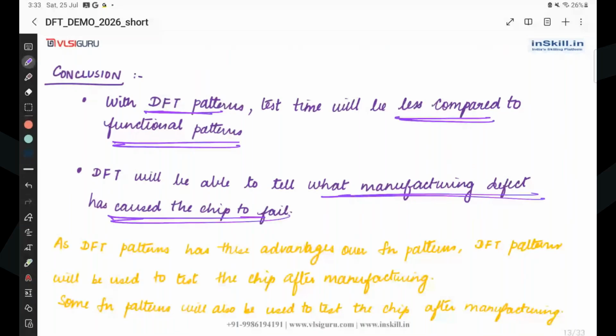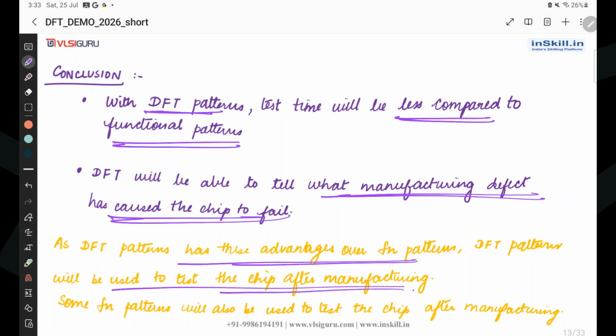As DFT patterns have these advantages over functional patterns, DFT patterns will be used to test the chip after manufacturing. Some functional patterns also will be used to test the chip after manufacturing, but the majority will be DFT patterns. So this is the conclusion: with DFT patterns, test time will be less compared to functional patterns, and DFT will be able to tell what manufacturing defect has caused the chip to fail.